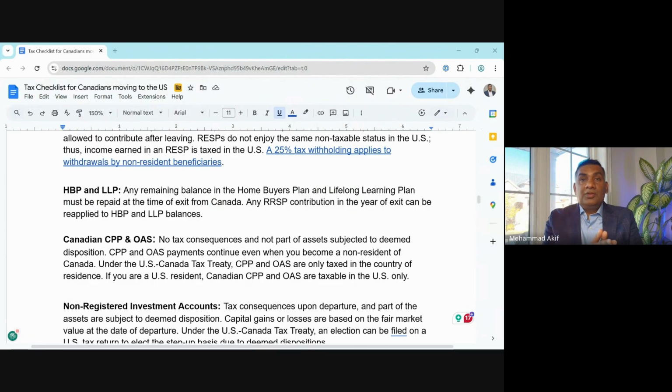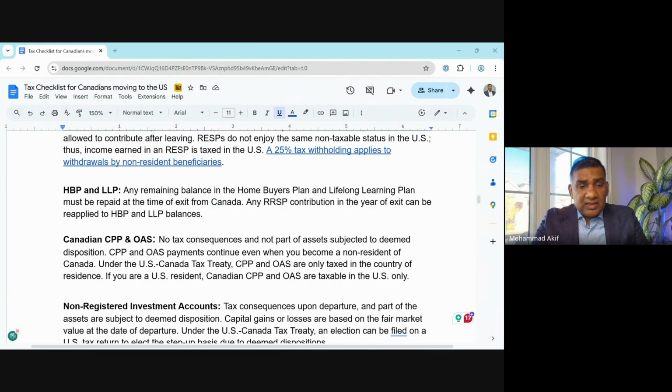to your account if you haven't paid back. That means this is income to you when you leave Canada if you don't pay it back. So these accounts must be repaid before you leave. If you don't repay them, they will be added as income to your T1 on the Canadian side. So make sure you do close them or pay them before you leave.